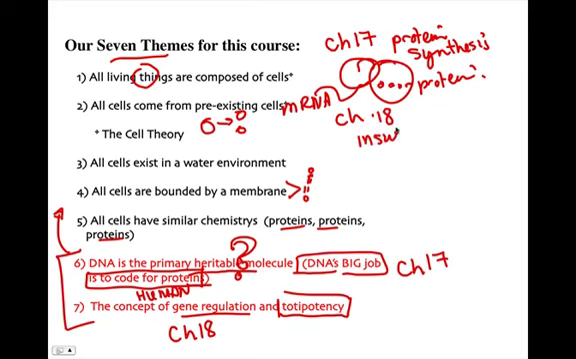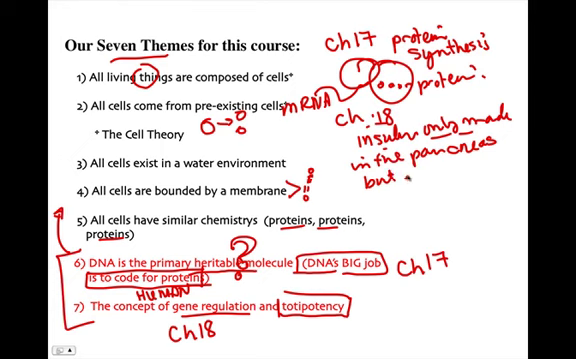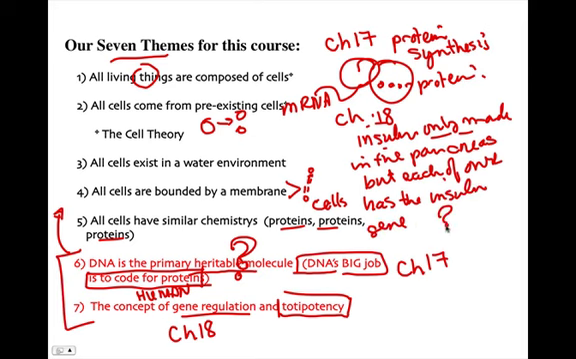Insulin is only made in the pancreas. Oh, let's just deal with this right now. Insulin is only made in the pancreas, but each of our cells has the insulin gene. How is that possible? The answer is gene regulation.